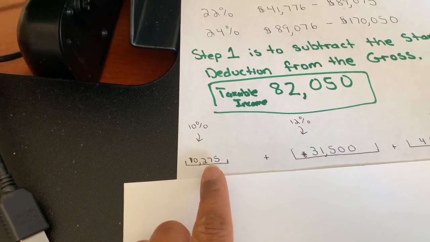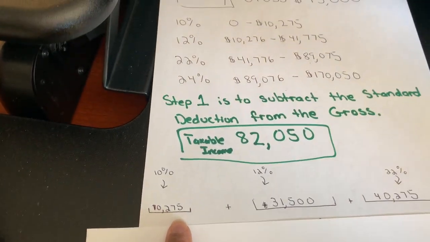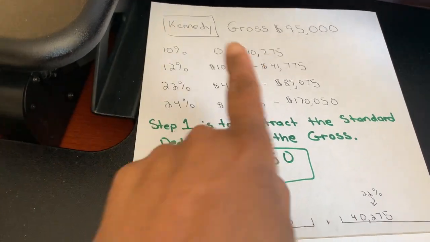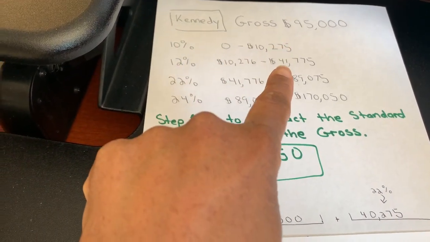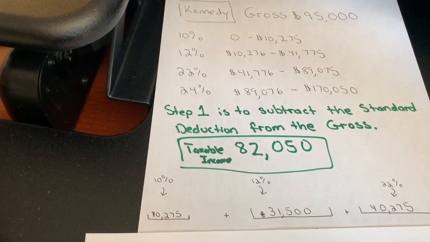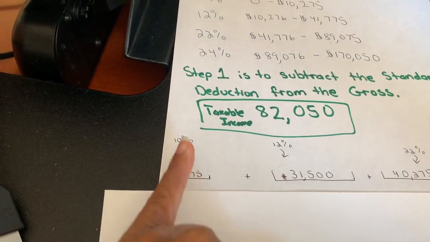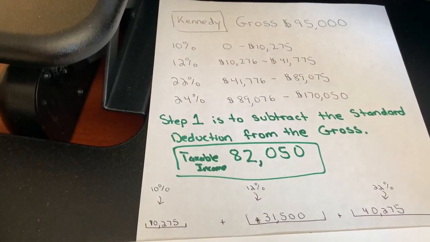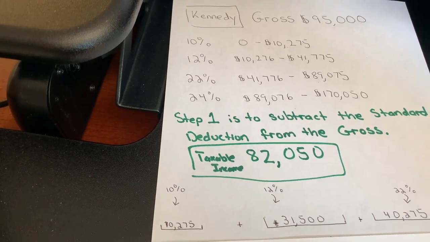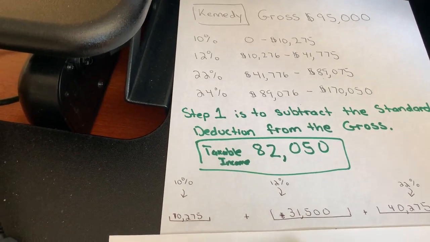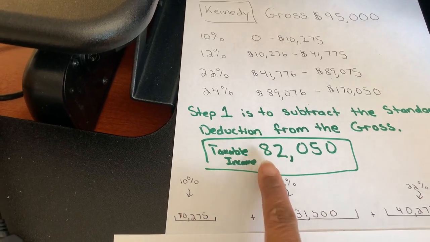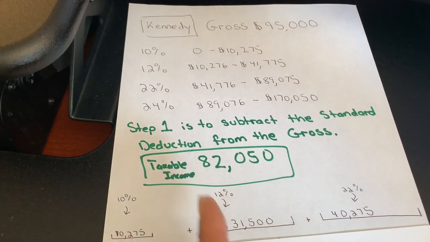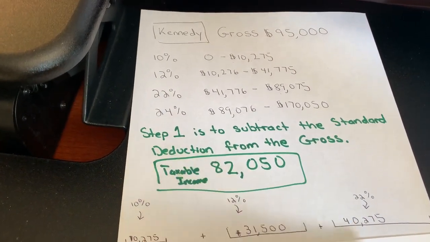10% of the first $10,275. Why are we doing that? Because the brackets which you were given said anything between $0 and $10,275 gets taxed at 10%. So his first $10,275 is getting taxed at 10%. Now the next bracket has within it $31,500. So therefore, I'm going to tax $31,500 at 12%.